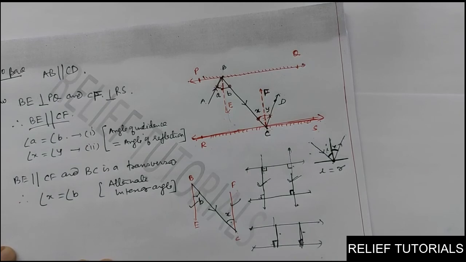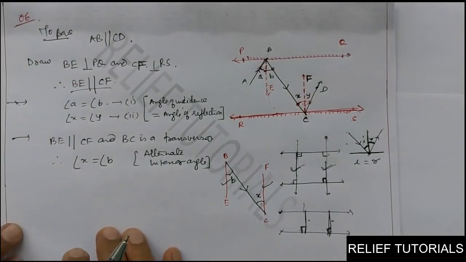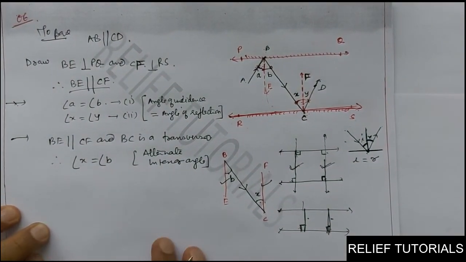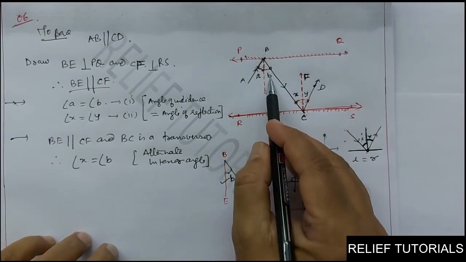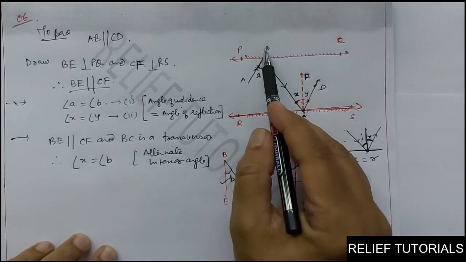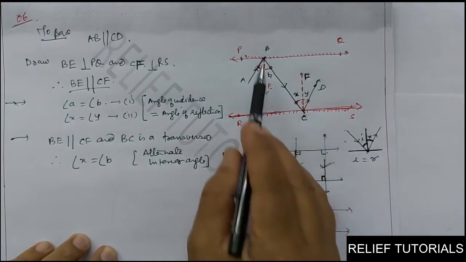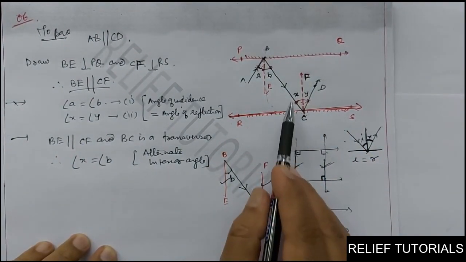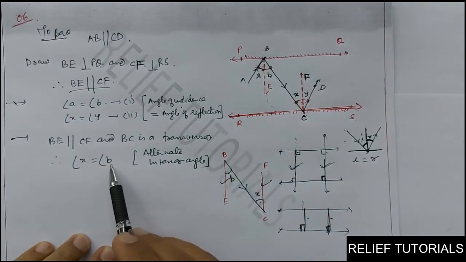Okay. So now the turning point is, till here it is okay. Angle of incidence is equal to angle of reflection. Now we have seen BE is parallel to CF and this BC is a transversal. So X is equal to B, alternate angles.